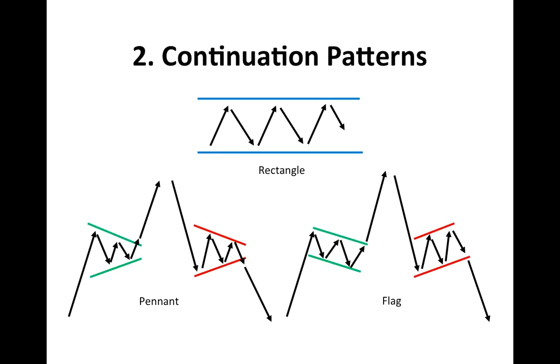Next, we move on to the continuation patterns. We have a very neutral pattern here, the rectangle, which is pretty obvious. Prices move sideways within the rectangle. Next we have the pennant and the flag. These two are rather small patterns, which are usually found in very strong trends. For example, in a very strong uptrend, you see a very sharp movement up, and then the price will have a small consolidation or pullback over here. Similarly, in the flag, a small consolidation or pullback followed by a resumption of the existing trend.